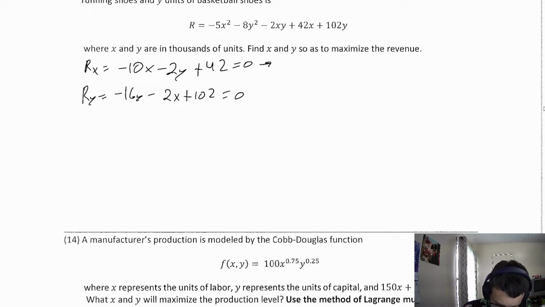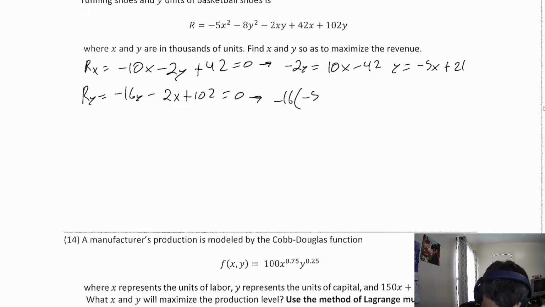Let's look at this top line here. This top line can be rewritten as minus 2y equals 10x minus 42. So then y equals minus 5x plus 21, just dividing through by minus 2. Let's plug that into this second equation. We have minus 16 times y, but instead of y, we'll write minus 5x plus 21, minus 2x plus 102 equals 0.